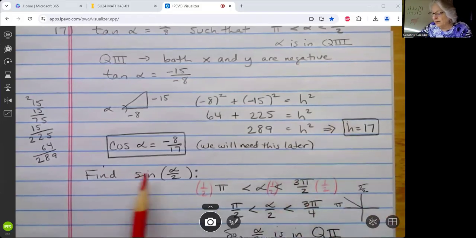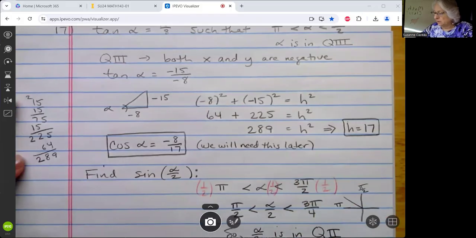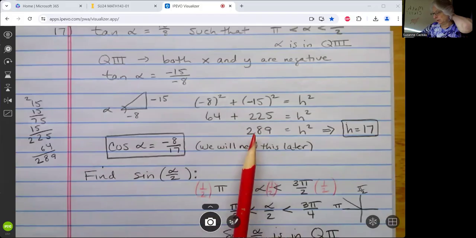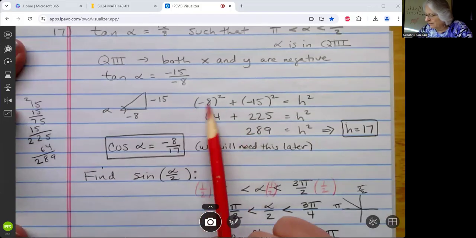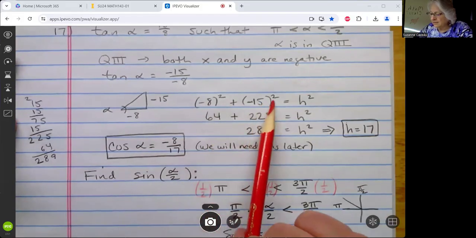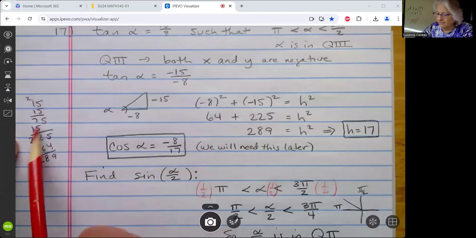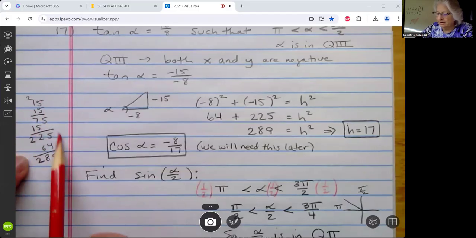Now we want to find the sine of alpha over 2. And if you think these are big numbers, like negative 8 squared is 64 and 15 times 15, you should be able to just scratch that out: 5 times 5 is 25, 5 times 15 is 75, and then 15, and then add.